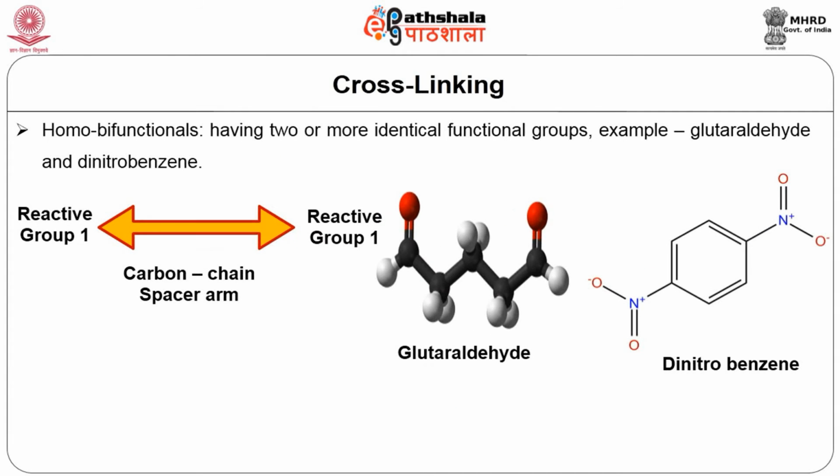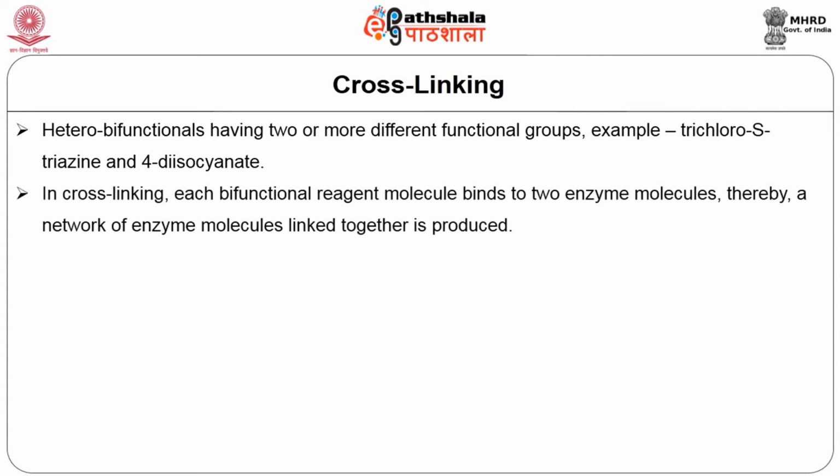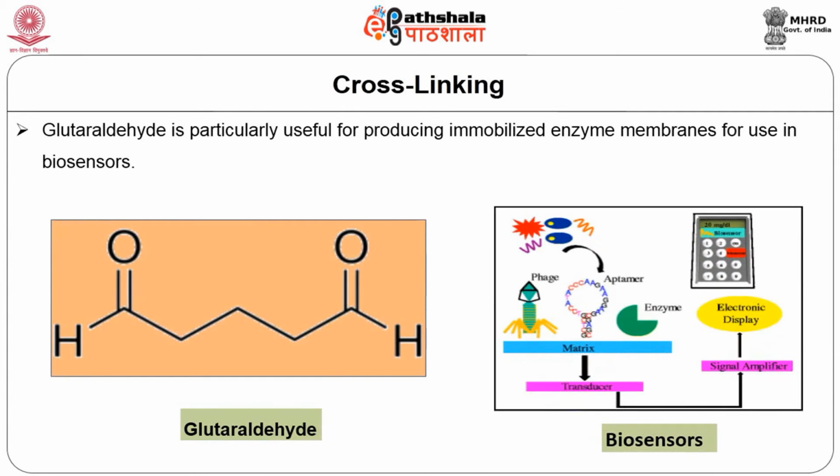Basically, there are two types of bifunctional cross-linkers. Homo-bifunctionals have two or more identical functional groups, for example glutaraldehyde and 4-dinitrobenzene. Hetero-bifunctionals have two or more different functional groups, examples include trichloro-S-triazine and 4-diisocyanate. In cross-linking, each bifunctional reagent molecule binds to two enzyme molecules, thereby a network of enzyme molecules linked together is produced. Glutaraldehyde is particularly useful for producing immobilized enzyme membranes for use in biosensors.